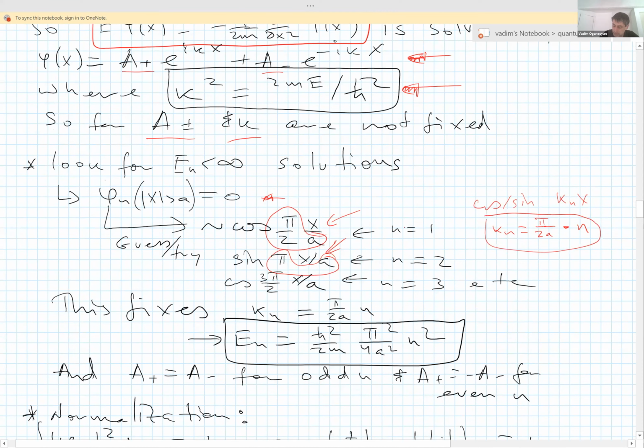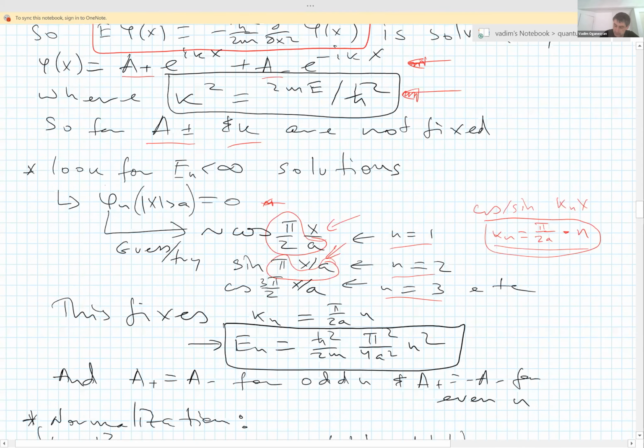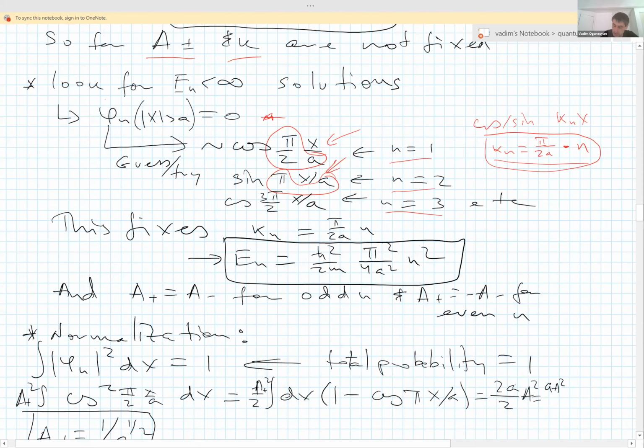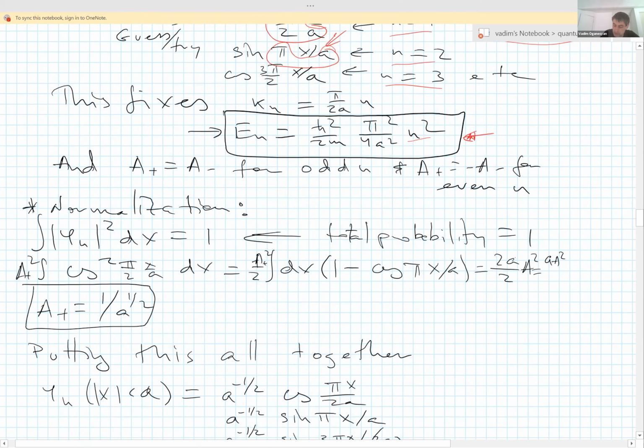Now, why did I choose this ordering 1, 2, 3? It's not just that. Because of this property, k squared and the energy are essentially proxies of each other, so you know that the energies grow proportional to n squared, because energy is k squared, essentially, with various coefficients. This is the equation for the energy. So right there and then, you've solved for what the spectrum is.